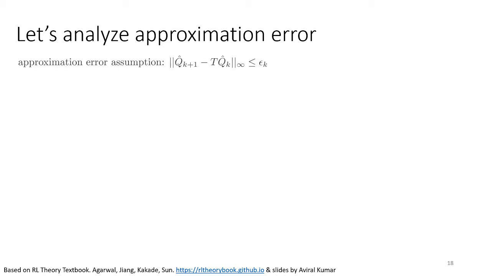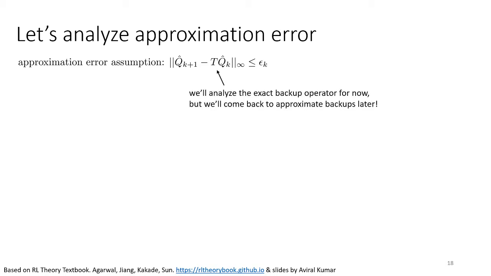Now, what about approximation error? Well, let's make some assumption. Let's assume that when you fit q hat k plus 1 to the target values, which we're going to say are T q hat k, your fit has an infinity norm error of at most epsilon k. And for now, we're going to analyze the case where you have an exact backup, but we'll come back to the approximate backup later. So let's just pretend for a minute that our backup is exact, so there's no difference between T and T hat, and we're just studying the effect of error in the fit.